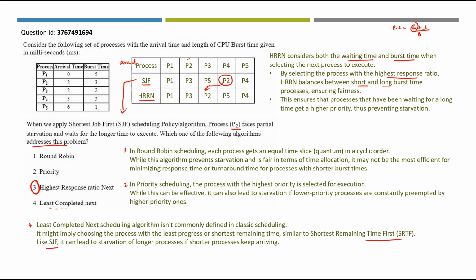I have given you the explanation of round robin priority with respect to starvation of processes. And least completed next is actually not a part of CPU scheduling, but just based on the term least completed, we can compare it to shortest remaining time first or shortest job first. So considering this case, definitely it will lead to starvation is what they say. But when you don't have an algorithm with this term, you need not consider them at all. Compared to HRRN, round robin and priority scheduling will not address this problem. So we can even rule out option 1 and 2.